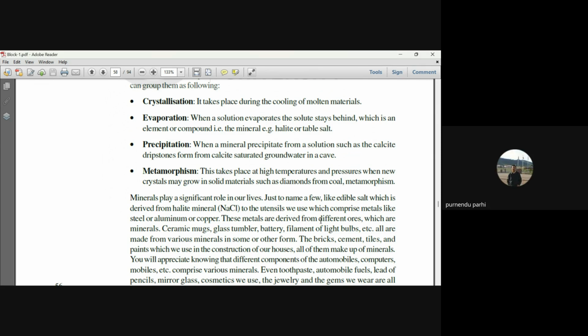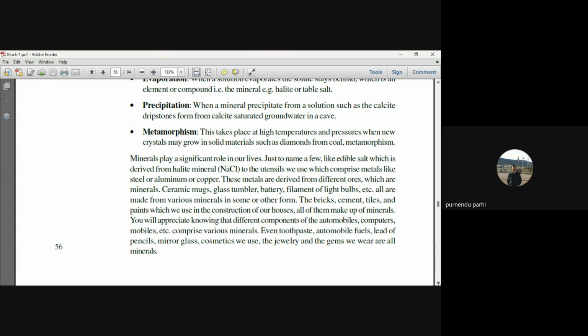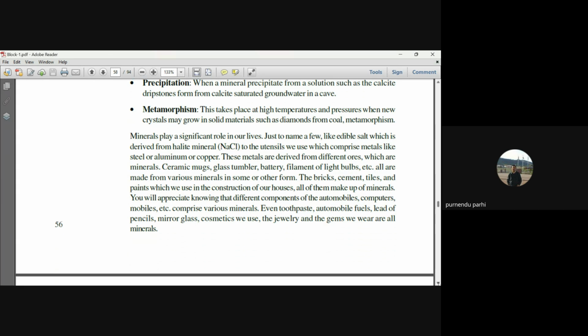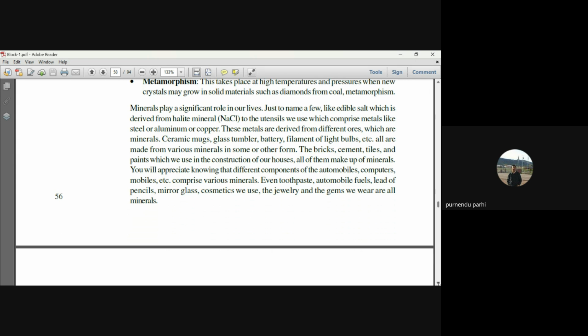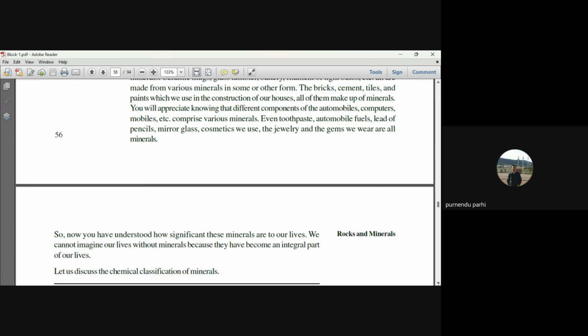The bricks, cement, tiles and paints which we use in the construction of our houses all make use of minerals. We will appreciate knowing that different components of automobiles, computers and mobiles comprise various minerals. Even toothpaste, automobile fuel, the lead of a pencil, mirror glass, the cosmetics we use, and the jewelry and gems we wear are all minerals.